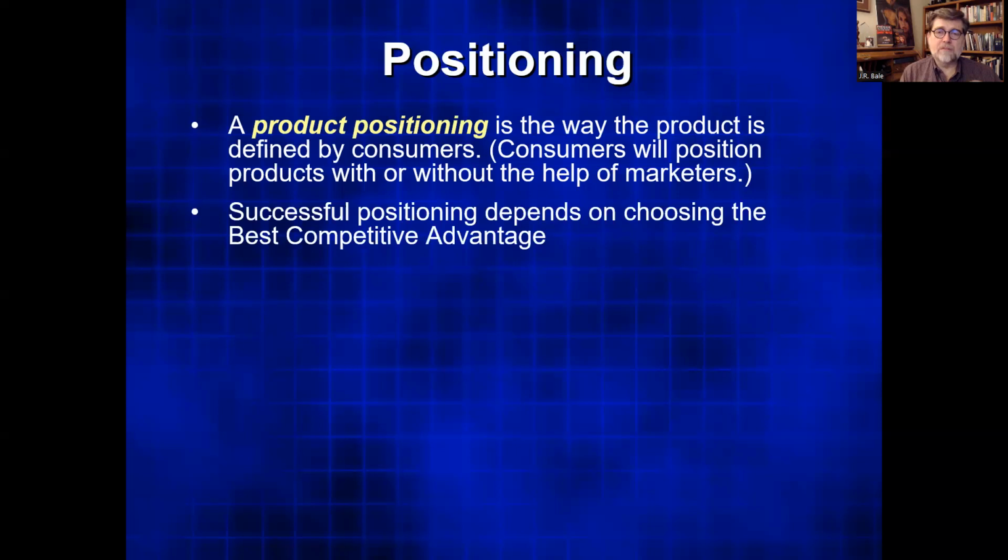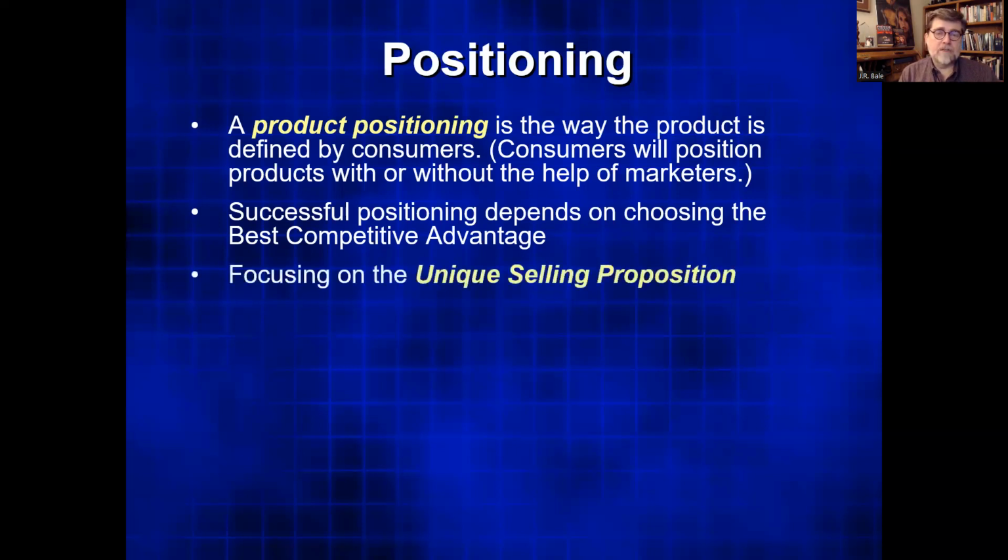So the best positioning depends upon choosing the best competitive advantage. What aspect of our product, what feature or benefit, actually compares best to the competition? And we do this by focusing on what's called the unique selling proposition. What is it that our product does best? And we have to push that. Now, it may not be the core function of the product. Maybe it's convenience, maybe it's economy, maybe it's something else. Maybe it's ability to be customized, whatever it is. And every product has a unique selling proposition, or at least it should.